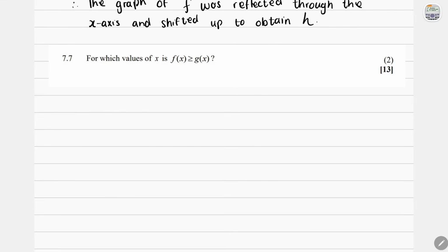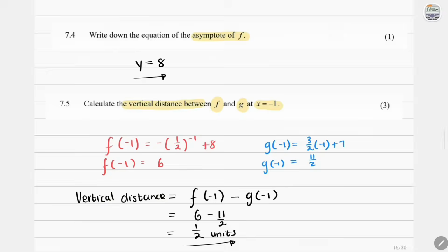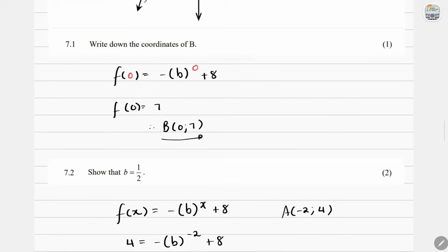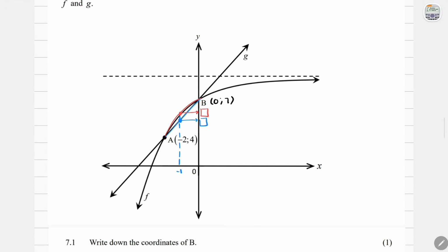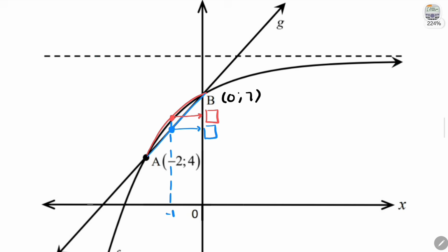Question 7.7 says, for which values of x is f of x greater than or equal to g of x? So f of x greater than or equal to, let's look at where they are equal, and then we can see where they're greater. And this really, from 2 questions up, helps us a lot with this.